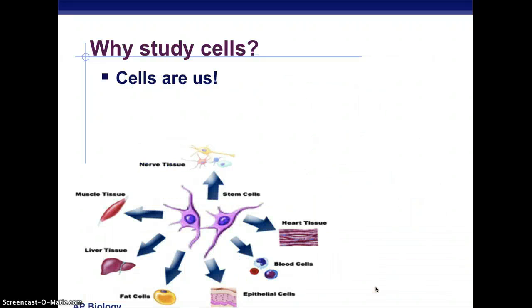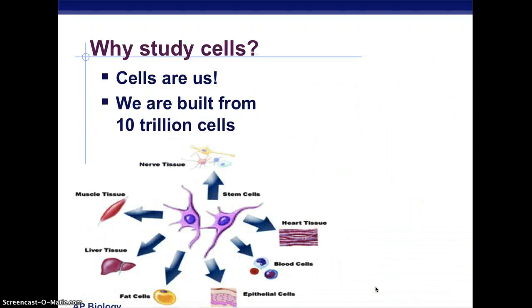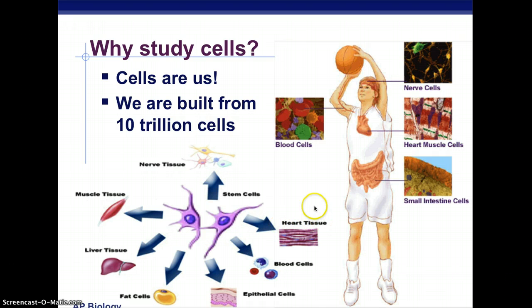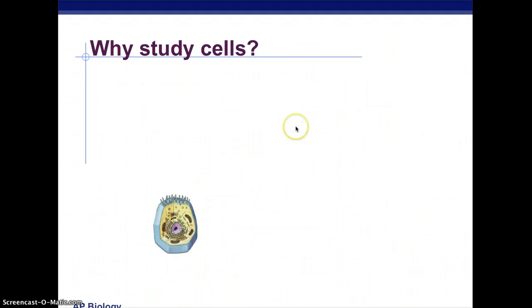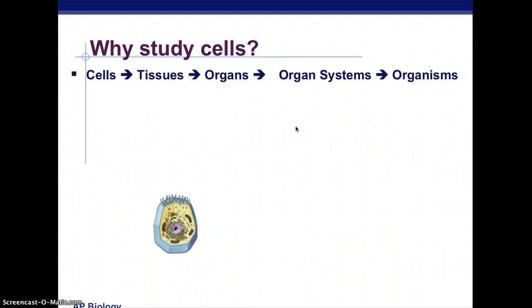So why do we study cells? Because cells are us. We are built from about 10 trillion cells, and each cell is specifically designed for the function that it's going to do within our body and has its own set of organelles and its own different shape. So here's showing some different types: nerve cells, muscle, heart cells, intestinal cells, blood cells.